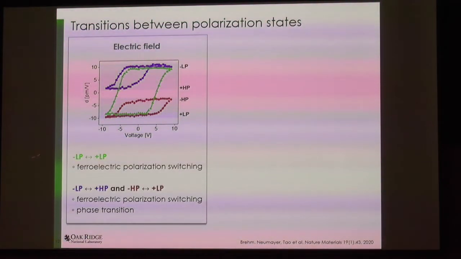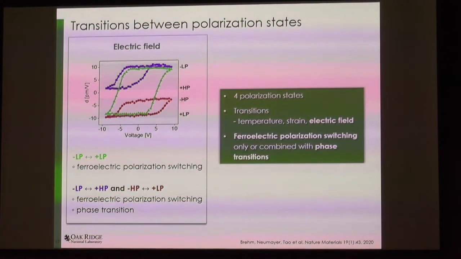We have polarization switching from positive to negative if we apply positive voltage. But we can also have those blue and red curves where, in addition to polarization switching, we also have phase transitions between the high polarization and low polarization phase. But all in all, it is still ferroelectric switching, meaning polarization aligns with the electric field.